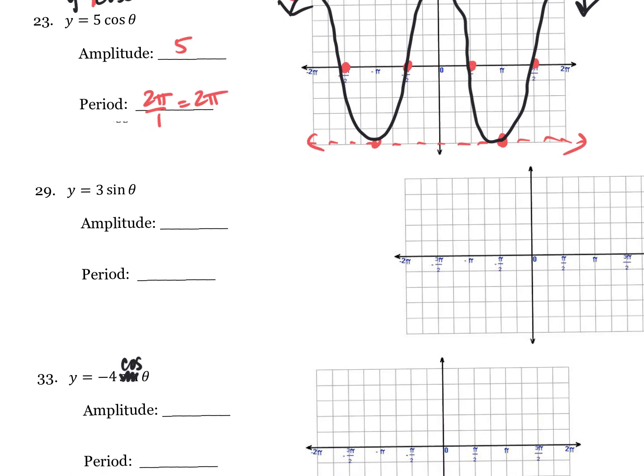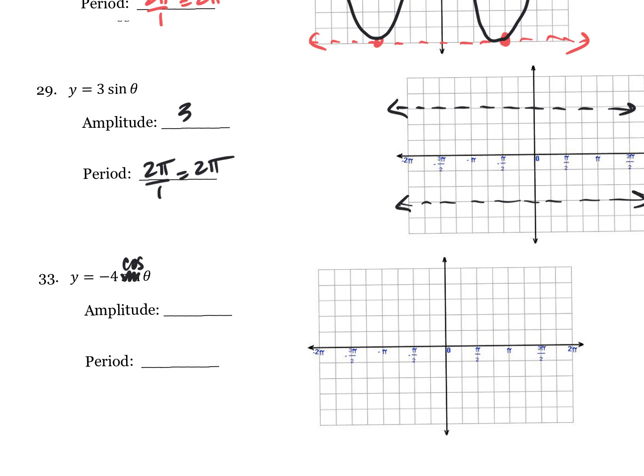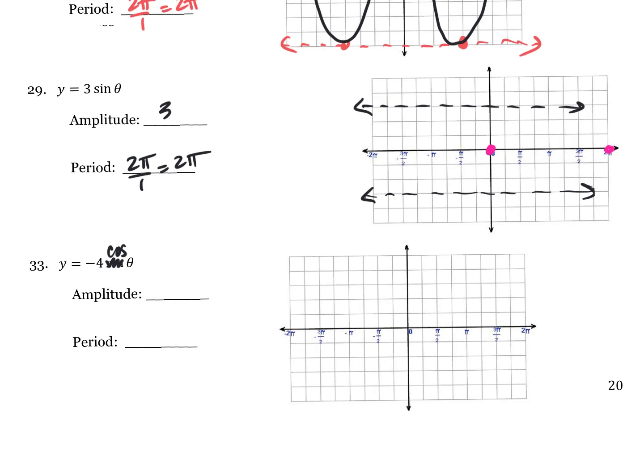What about this guy? What's my amplitude on this one? 3. Thanks, darling. I'm going to go as high as 3 and as low as -3. The period of this one: 2 pi over what? Again, I just have a 1 in front of that. So 2 pi over 1 is just still 2 pi. You guys, it's sine. Where do I start sine every time? At the 0. And I have to get back to 0 at 2 pi in this case, right? I didn't change the period.